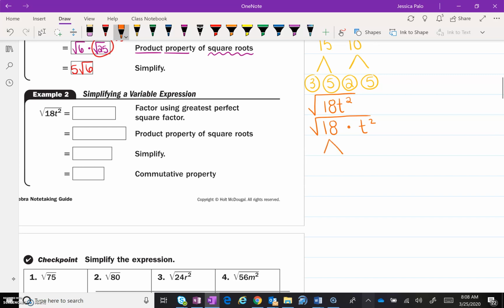So 18 can break into 3 and 6. 3 is a prime number. 6 becomes 2 and 3. Both of those are prime numbers. Now if I factor t squared, I get t times t. Both of those are prime.